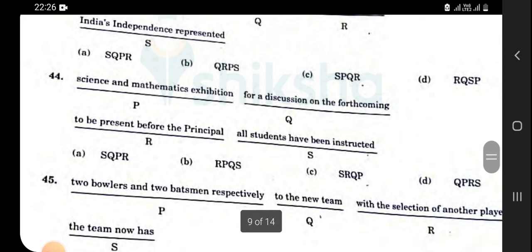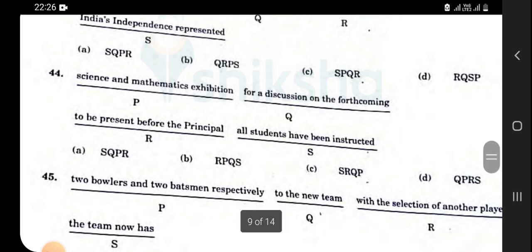44. Science and Mathematics exhibition for discussion on the forthcoming to be present before the principal. All students have been instructed. So it's an easy one. So we know that all students have been instructed to be present before the principal. So look, as we get S and R for sure, let us go for the option where we are having S. Look, we have it in the option C. So then we have to go for the Q and P. If it matches, then we should take it as the answer.